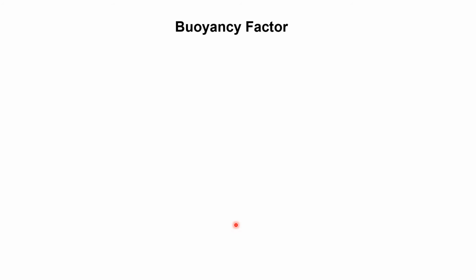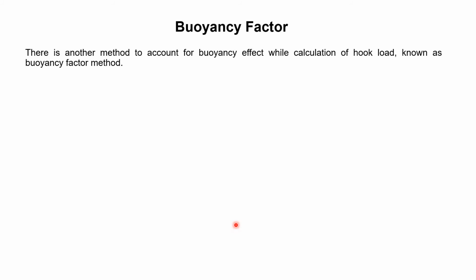Now let's see the buoyancy factor. There is another method to account for buoyancy effect while calculating hook load, and this method is known as the buoyancy factor method. Buoyancy factor is equal to 65.5 minus fluid density, over 65.5. This 65.5 is the density of the steel.